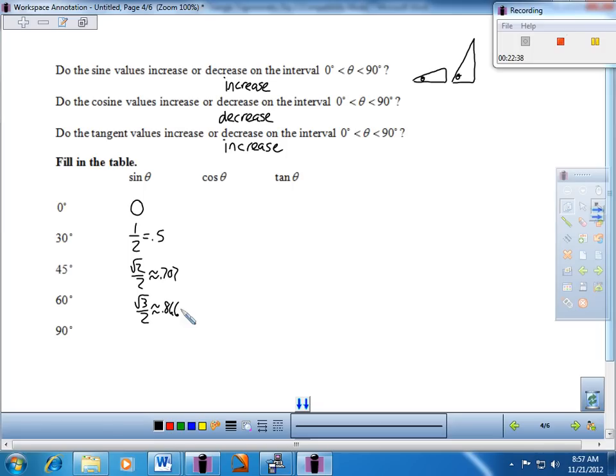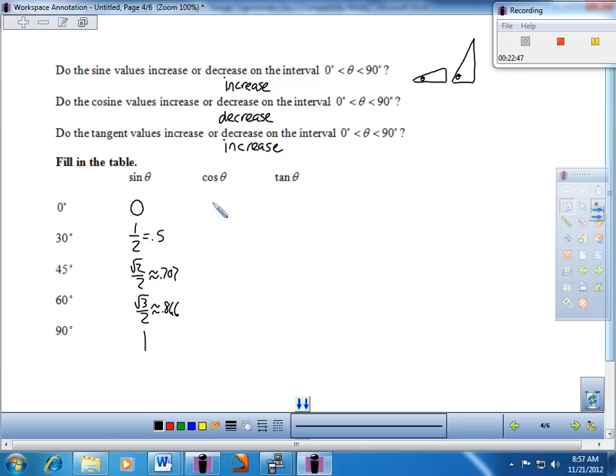Now think about the unit circle. What's the sine of pi/2? Or what's the sine of 90 degrees? And it should be 1. So you could see what happens here. Sine increases from 0, going up, going up, going up, to 1. Good. Should fit perfectly in.